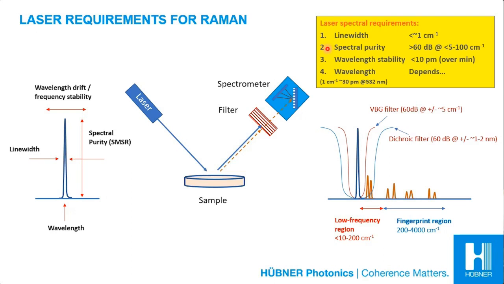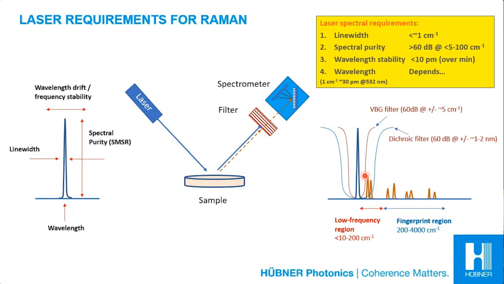Most of the material characteristic Raman shifts are found in the so-called fingerprint region, around 200 to 4,000 inverse centimeters from the illumination wavelength. Those shifts can rather easily be detected by blocking the laser light with a dichroic notch filter. However, in some cases it is of great interest to study much smaller Raman shifts, to look at peaks in the so-called low frequency region of less than 200 inverse centimeters.